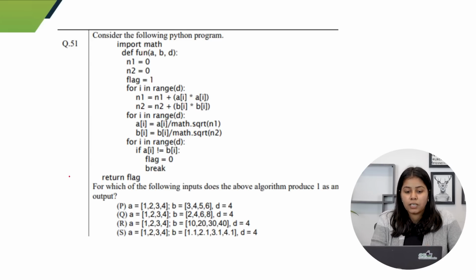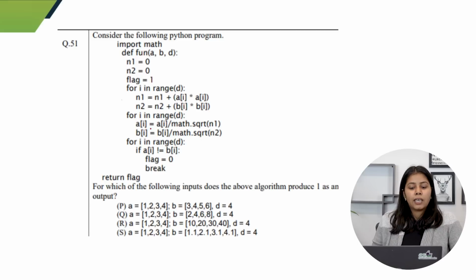Now the next question is again a Python program. It says import math, because we are using some functions of math, and then we have defined a function ABD. N1 and N2 are 0 and we have given the flag value 1. For I in range D, N1 is equal to N1 plus I square, N2 is equal to N2 plus BI square.